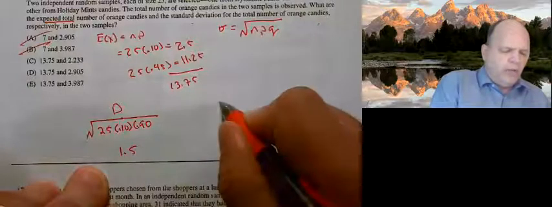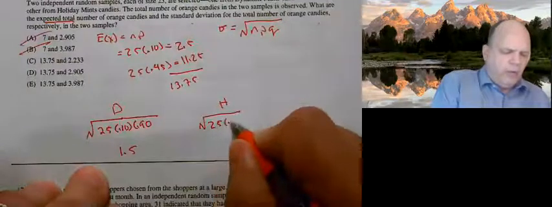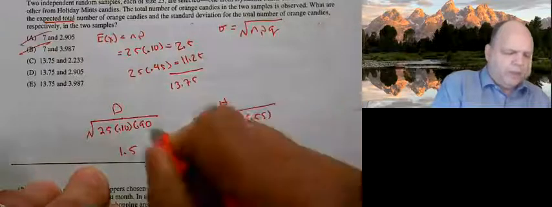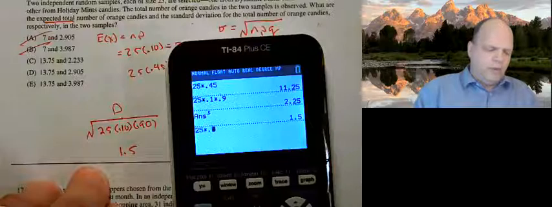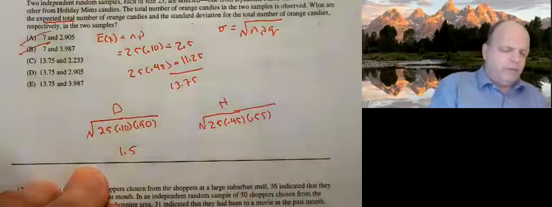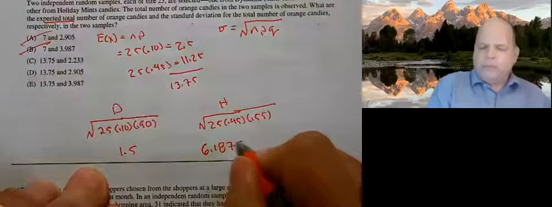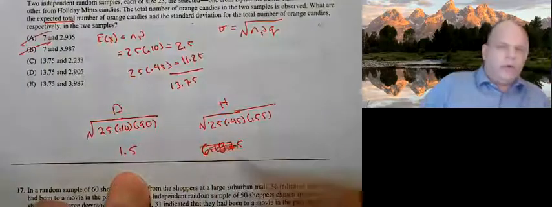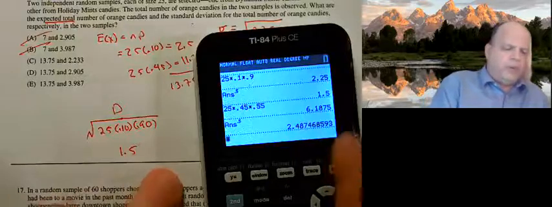And then I'm going to do the same thing for the holiday candies. And we have 25 times 0.45 times 0.55. I'll go ahead and calculate that. 25 times 0.45 times 0.55 is 6.1875. Oh, excuse me, I did not take the square root of that. I need to take the square root of that. And I get 2.487.